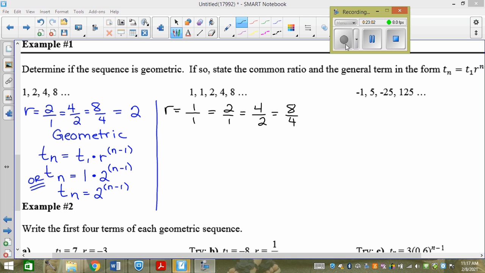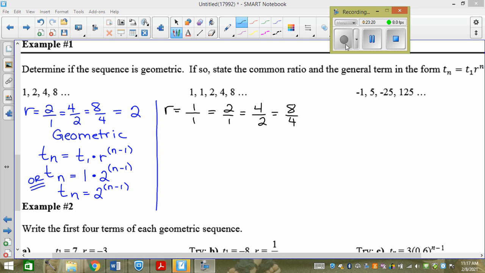People are like, it's 2, 2, 2. We'll just ignore that one. You can't. So this would be neither arithmetic nor geometric. It can't be arithmetic because 1 minus 1 is 0, 2 minus 1 is 1. So it's neither. Could I ask a test question that asks if it's geometric, arithmetic, or neither?